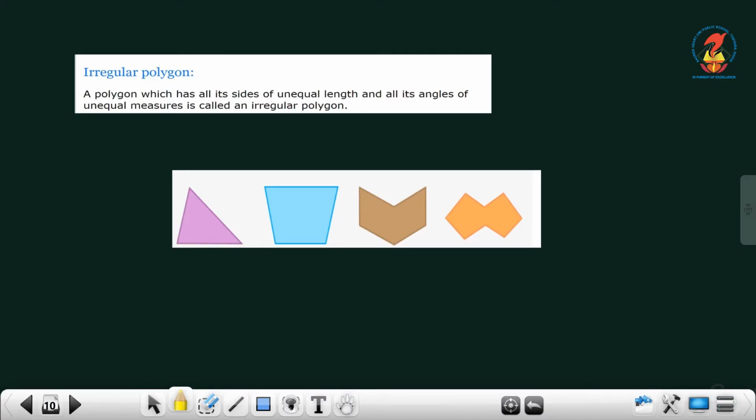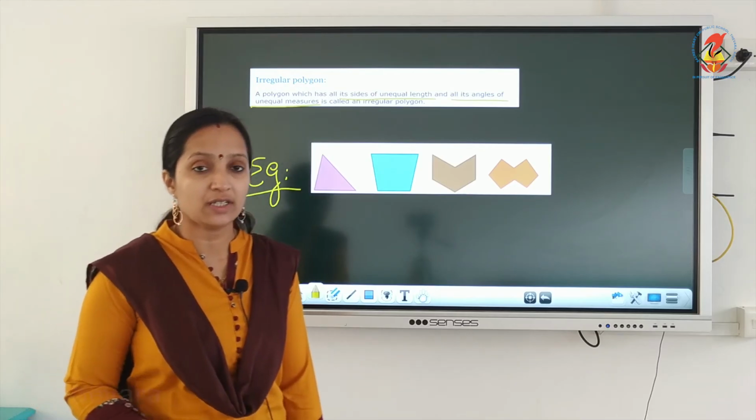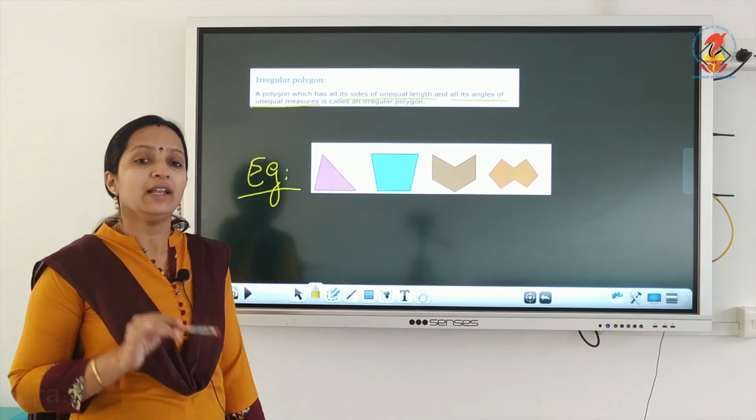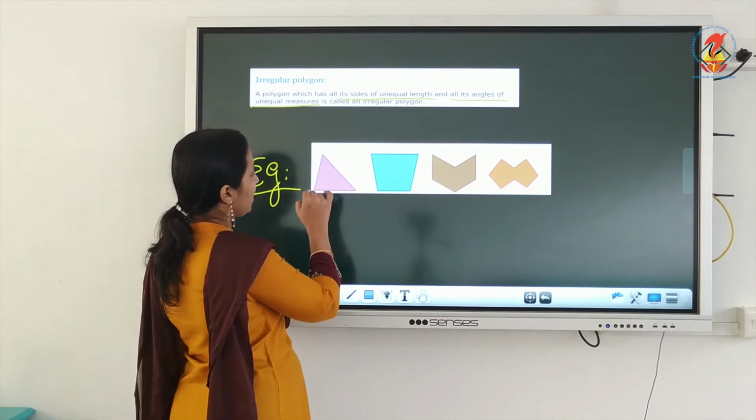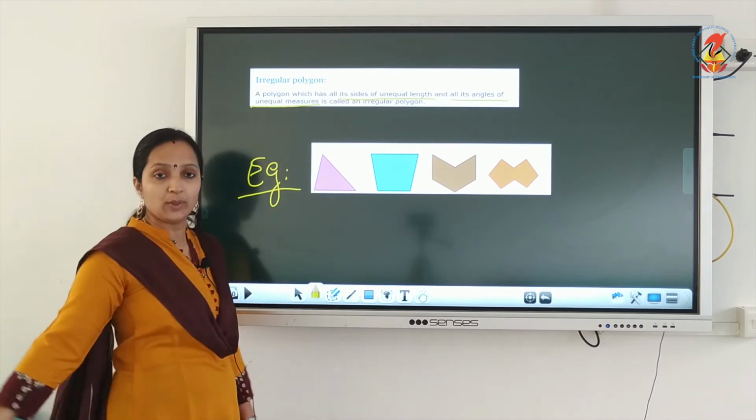Okay. Now irregular polygon means what? All the sides and angles are unequal in measure. The measure is not the same. So all its sides are of unequal length and all its angles are of unequal measure. Such types of polygons are called irregular polygons, and these figures are examples for irregular polygons. We know that polygon means it's a simple closed curve made up of line segments. So if all the sides and angles are different, we can say they are irregular polygons.